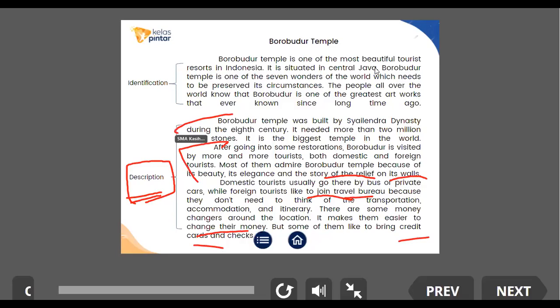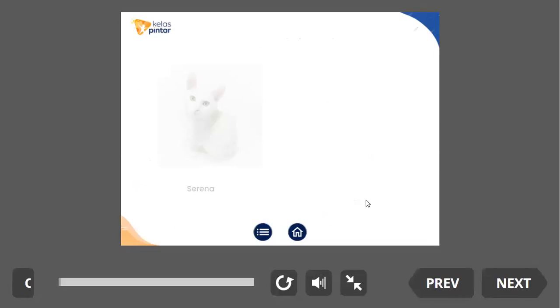Okay, that is easy, right? That is very easy. This is one of the examples of the descriptive text about the Borobudur temple. All right? Okay.